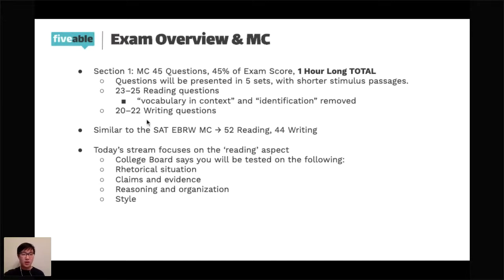And note here that I wrote that vocabulary and context and identification were removed. I took the exam last year, and it was an older format with more questions and more sets. So actually, this year, there won't be questions about identifying rhetorical devices or understanding what vocabulary is. That's just a new change.